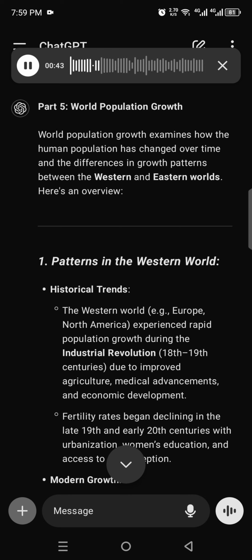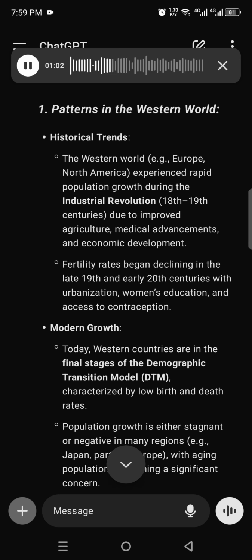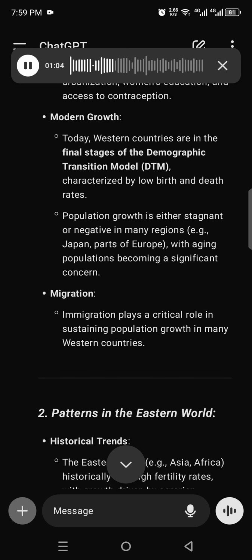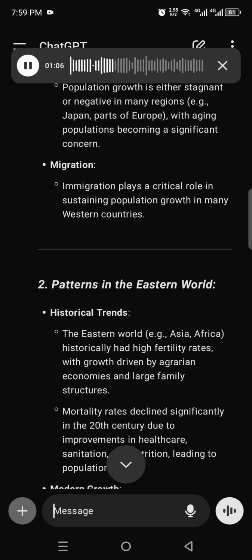Modern growth. Today, Western countries are in the final stages of the demographic transition model, DTM, characterized by low birth and death rates. Population growth is either stagnant or negative in many regions, e.g., Japan, parts of Europe, with aging populations becoming a significant concern. Migration. Immigration plays a critical role in sustaining population growth in many Western countries.